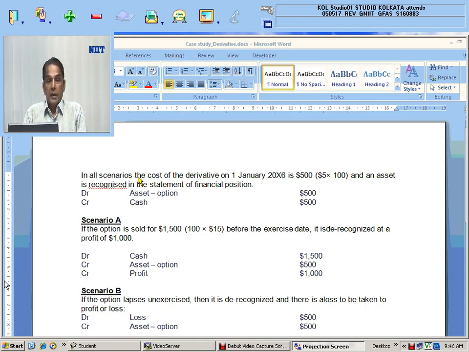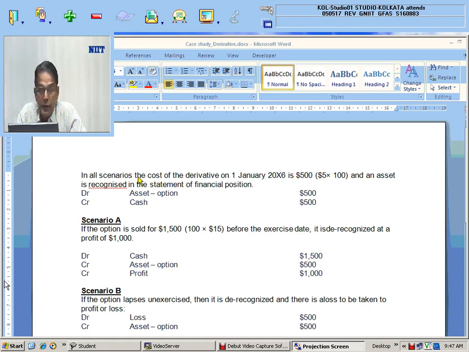So cash will be received to the extent of the sale proceeds from the option contract, that is $1,500. Asset option account will be credited with $500, that is the initial value of the asset as recorded, and profit and loss account will be credited with 1,000. That is if the option is sold before expiry.